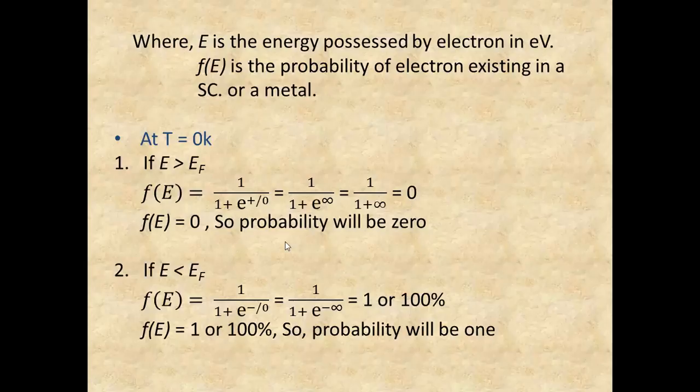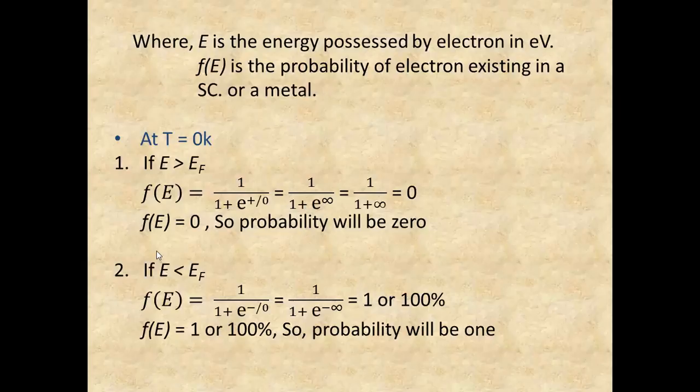So probability will be 0. So what does probability mean? Probability is 0, and it indicates that when temperature is 0 Kelvin, the number of electrons available with energy greater than Fermi energy is almost 0. No electrons will have that energy.